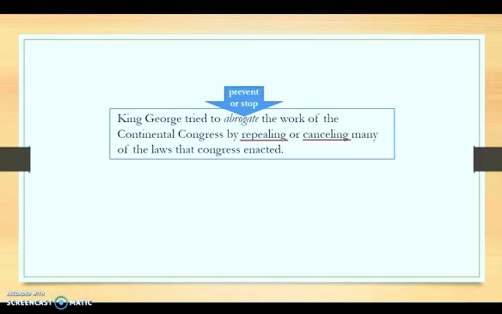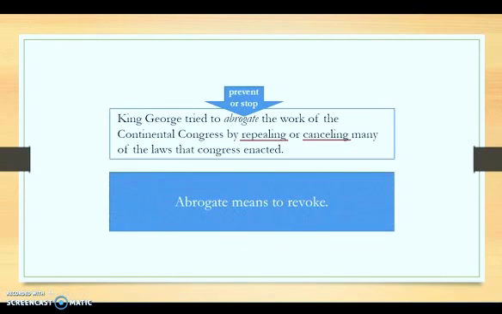If I were to look up the word in a dictionary, I would discover that the word abrogate means to revoke. So I wasn't that far off. I defined the word without needing to stop reading and look the word up.